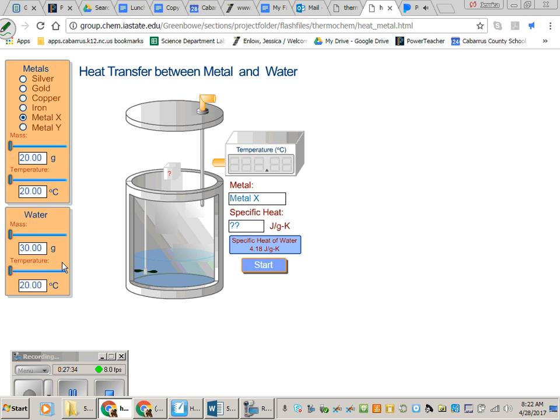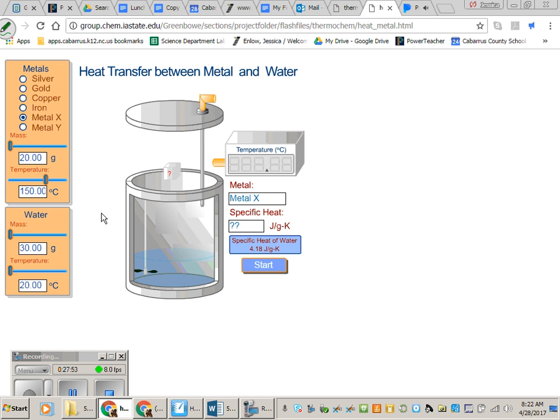So let's make that metal hot. I'm going to leave my water at 20. I'll move my metal. I'm going to make it 150 degrees Celsius initial. So I'm going to change this temperature initial of metal to be 150. What's my temperature initial of water?